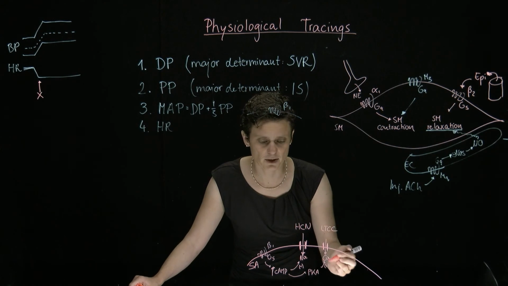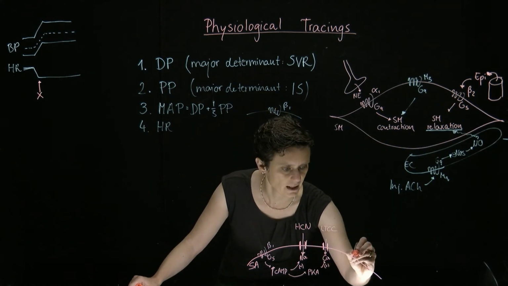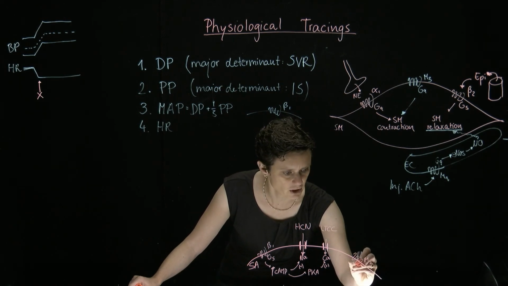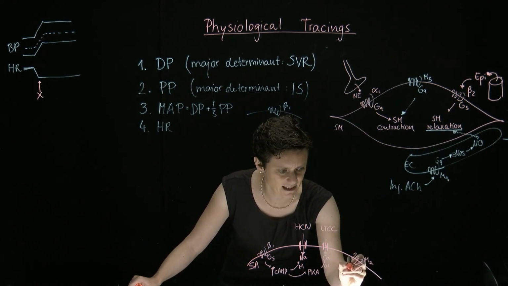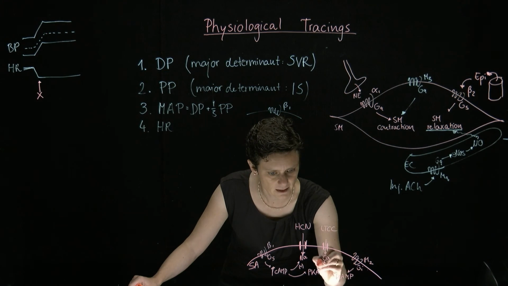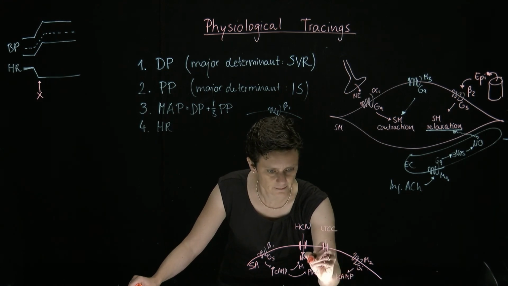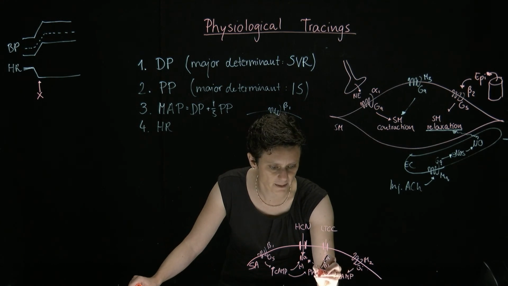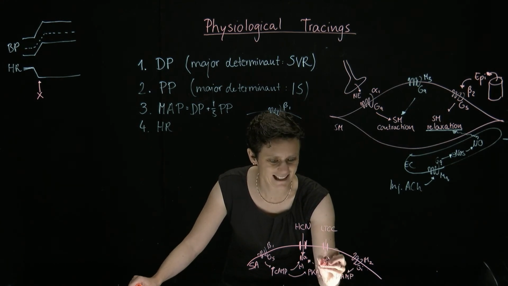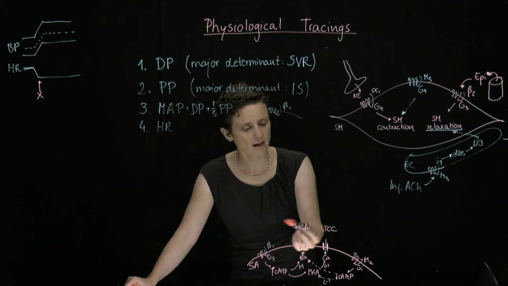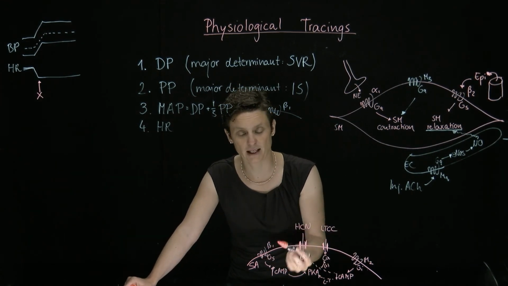Now another receptor that sits on the SA node is the M2 receptor. And the M2 receptor is Gi coupled. So it actually does exactly the opposite. You're going to get decreased cyclic AMP, which is going to inhibit this HCN channel. And via the inhibition of PKA, we're also going to get a decreased activation of the L-type calcium channel. So these are direct effects on the SA node.